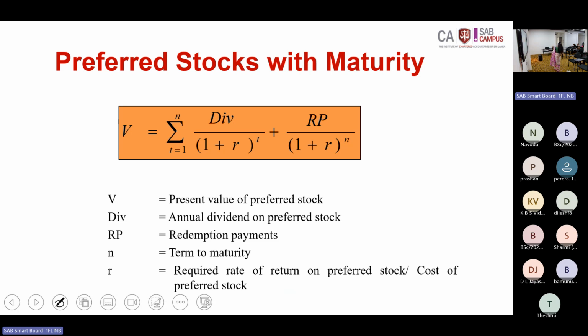Right? That means preference shares with the maturity. Normally, this one is most probable. This is similar to the coupon bond valuation. Right? Tell me regarding the valuation, what is the base? Intrinsic value. Right? What do you mean by this?